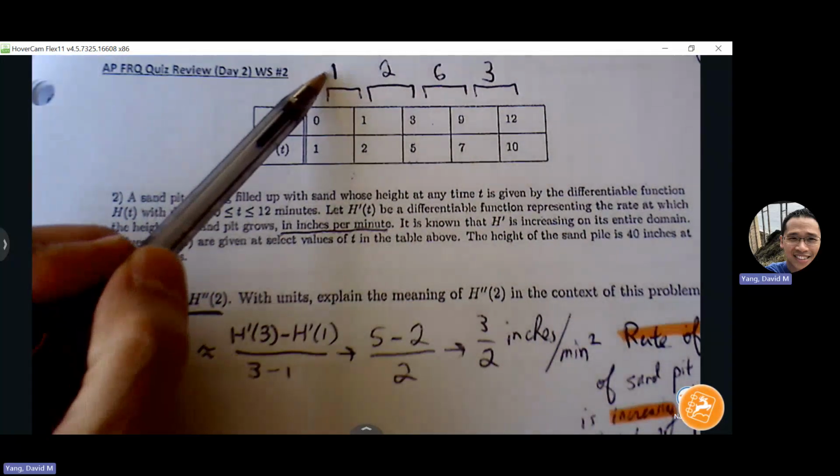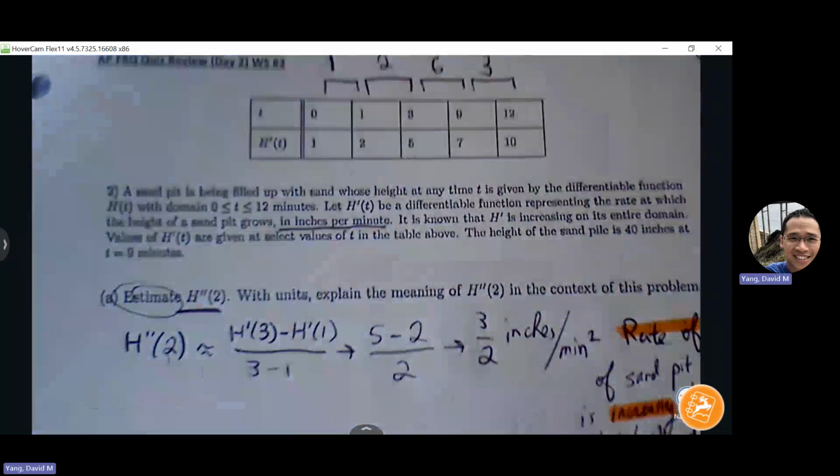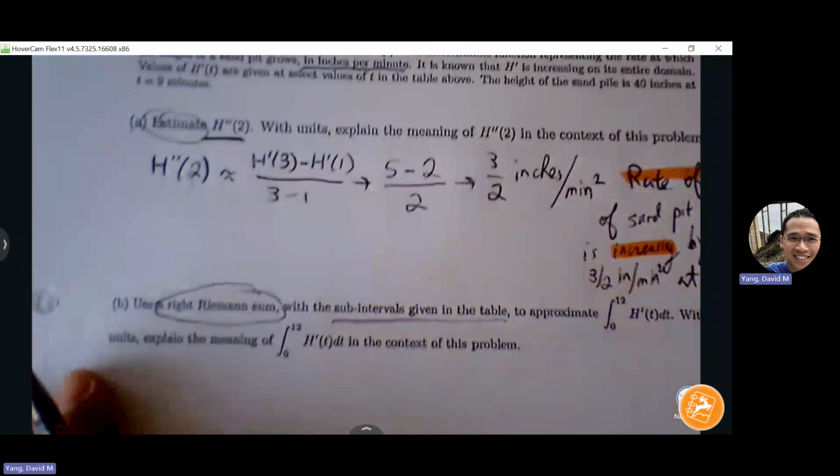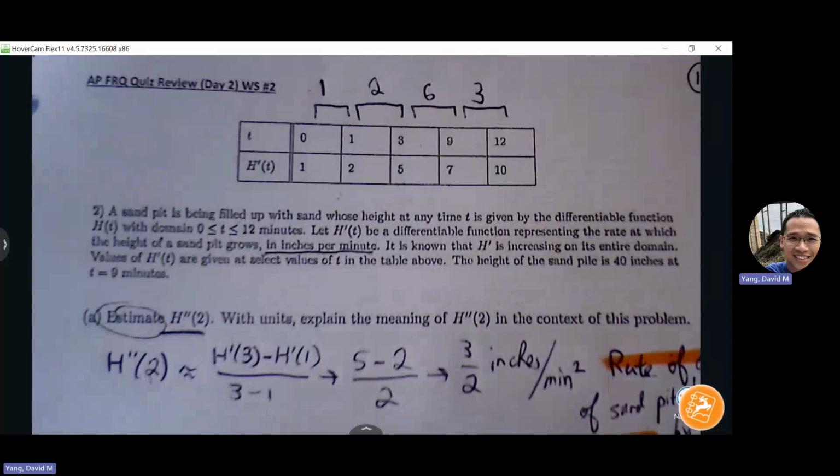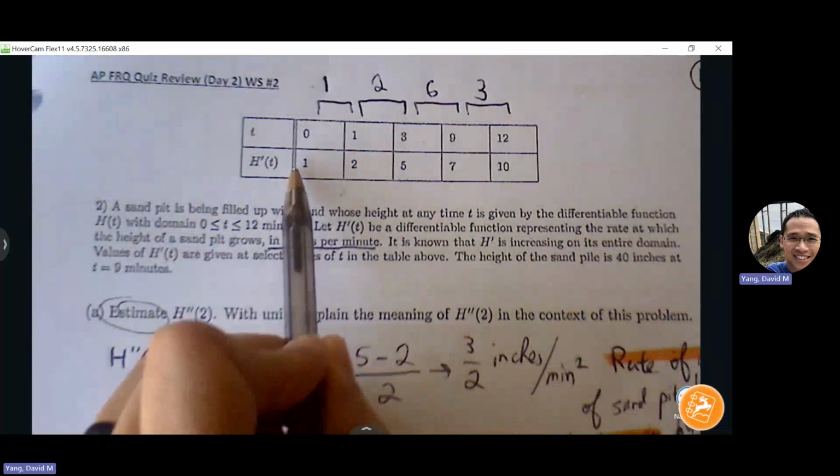Width of 1, height of 2. Why 2? Yeah, right, Riemann sum. We want to choose the height on the right side. If it was left Riemann sum, you would choose 1.